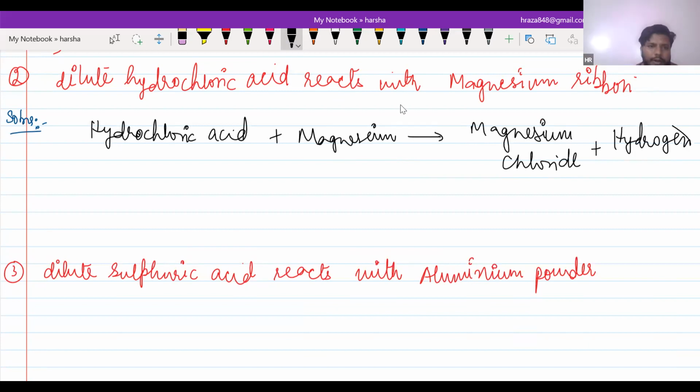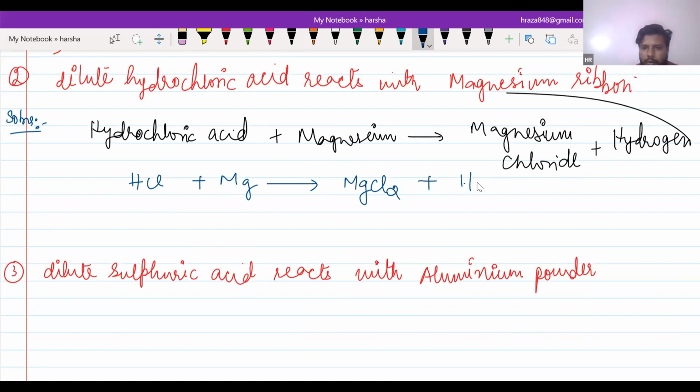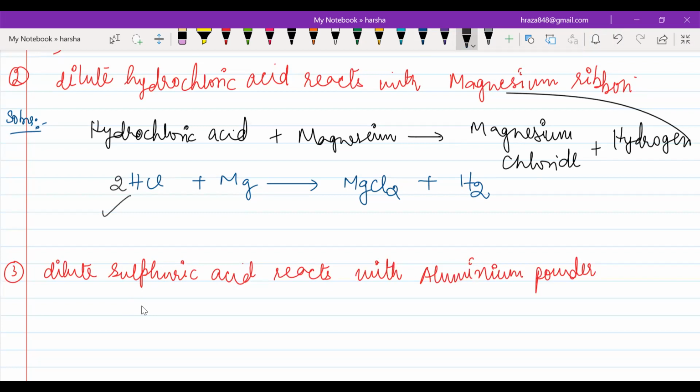If you are going to write the formula, it will be HCl plus magnesium. Then what is the formula for magnesium chloride? MgCl2 plus hydrogen gas, H2. Again, if you want to balance it, just balance it like this. Okay, Azan. Yes, sir.